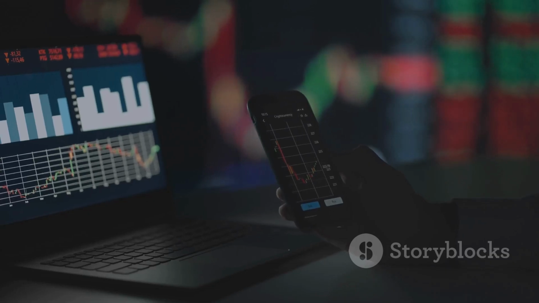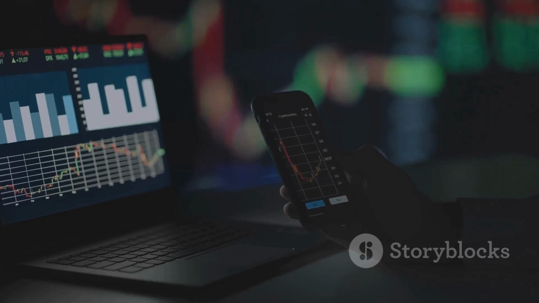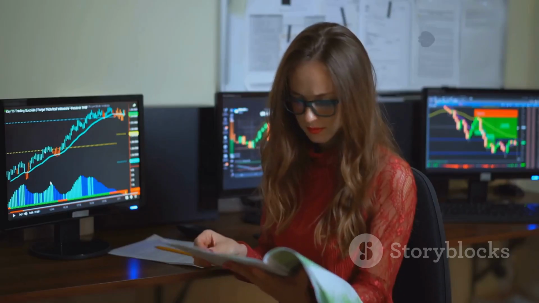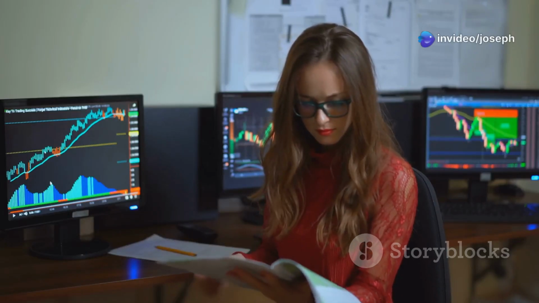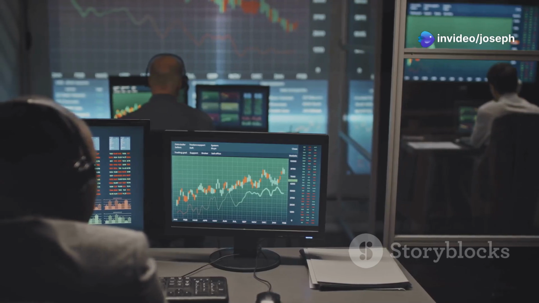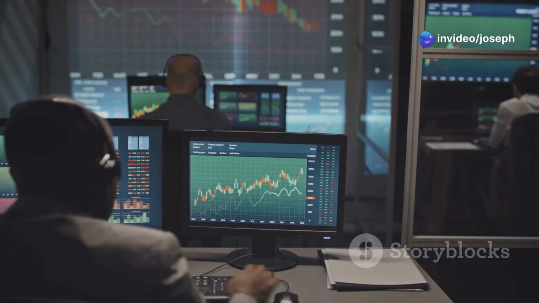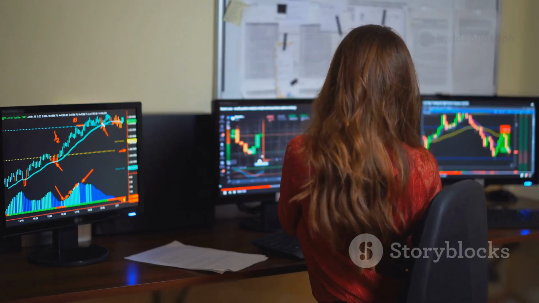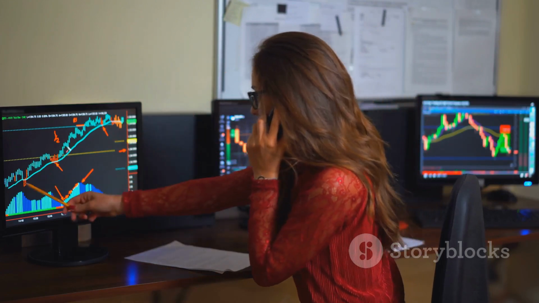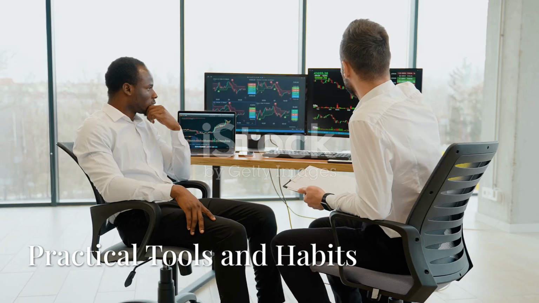Look at metrics like win rate, risk-to-reward ratio, maximum drawdown, and average profit per trade to assess the effectiveness of your strategy. Remember, backtesting isn't about finding the holy grail of trading strategies. It's about understanding how your strategy performs under different market conditions.